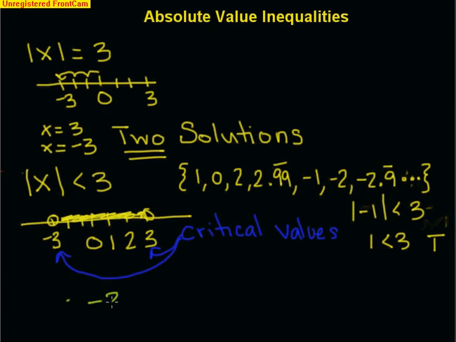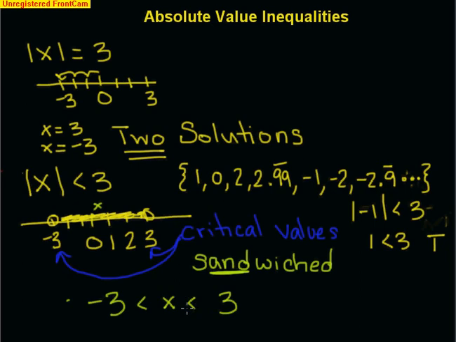We know that negative 3 and 3 are critical values. If you look, these are the numbers that represent x. Notice x is sandwiched between 3 and negative 3. I'm going to use that word, sandwiched. The and in there, it's sandwiched between those two values. So that would look like negative 3 less than x less than 3. X is sandwiched between these two values.